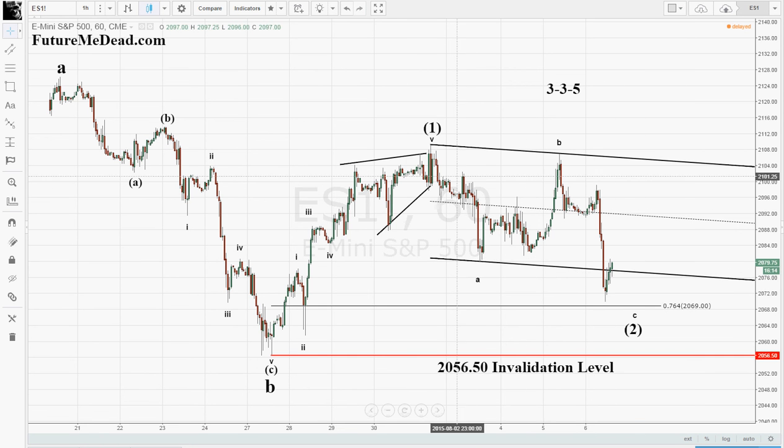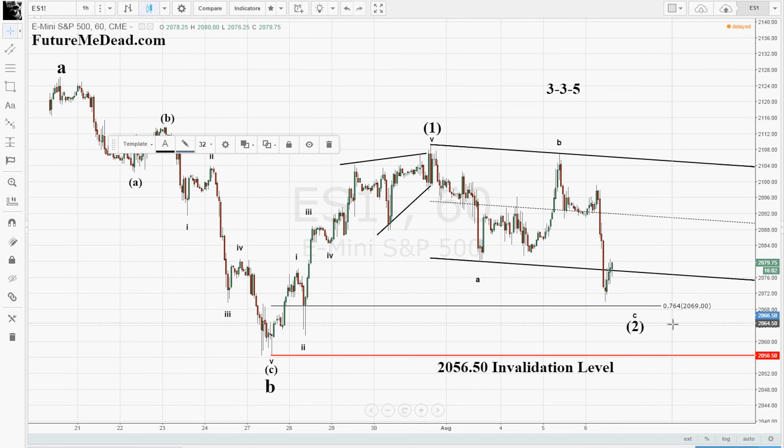This is a textbook 3-3-5 flat correction. We still need a new low, so we may see that tomorrow, Friday, August the 7th, which may set up an opportunity to go long either the index directly or potentially a stock that you follow that may have a bullish setup. It always helps to have the broader market trading in line with your bias with regards to your individual stock.